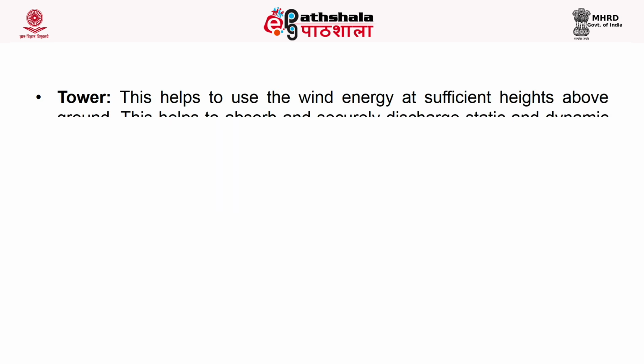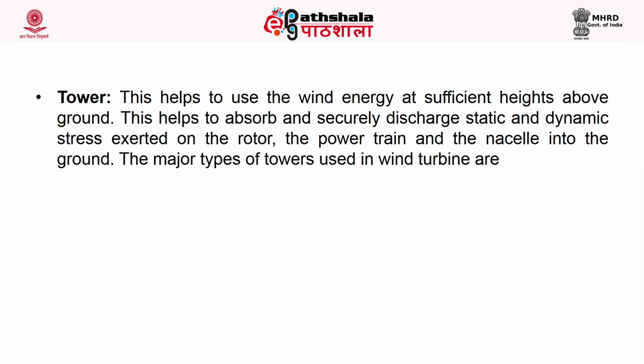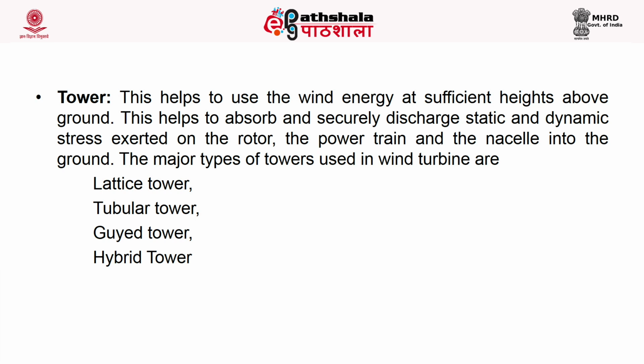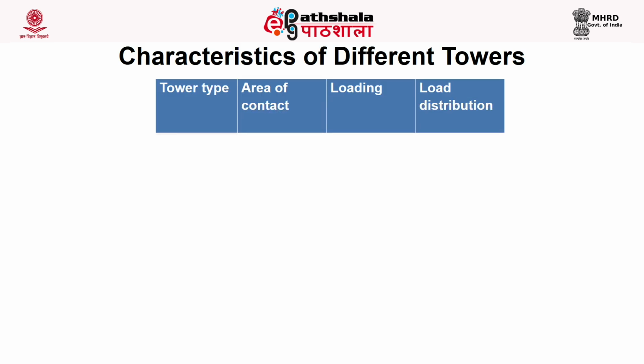Tower. It is an important component. This helps to use the wind energy at sufficient heights above the ground. It helps to absorb and securely discharge static and dynamic stress exerted on the rotor, the powertrain and the nacelle into the ground. The major types of towers used in wind turbines are lattice tower, tubular tower, guide tower and hybrid tower. You can see the characteristics of different towers in this table.